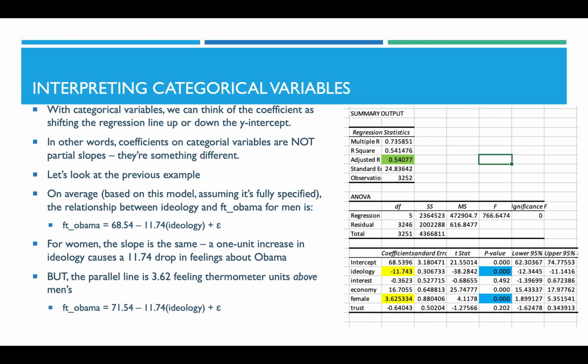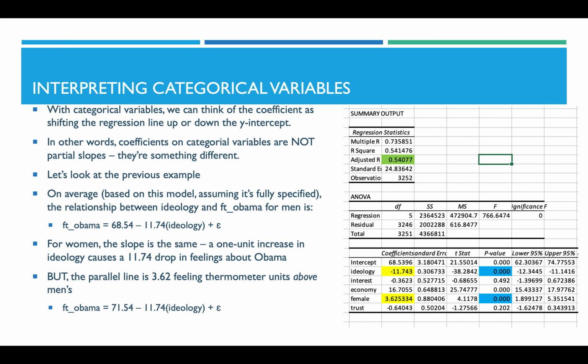But in this instance, we have to take that coefficient on female into account because female is the variable that's coded 1. It has the higher value. So we would say that this parallel line for women is 3.62 feeling thermometer units above the line for men.